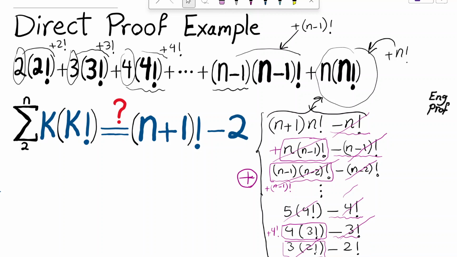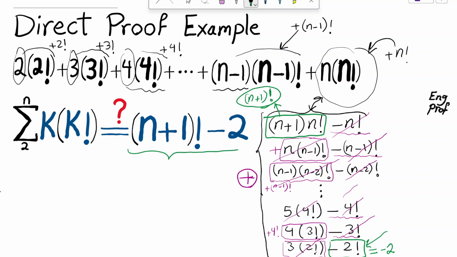Let me use a different color to highlight it. It is just this last term, and it is also this first term, which is effectively (n plus 1) times n factorial, which is just (n plus 1) factorial. So you can see that after we add everything together, what remains is one term, which is (n plus 1) factorial, and one term, which is negative 2 factorial, which is effectively just negative 2. And that is exactly what we were trying to prove.